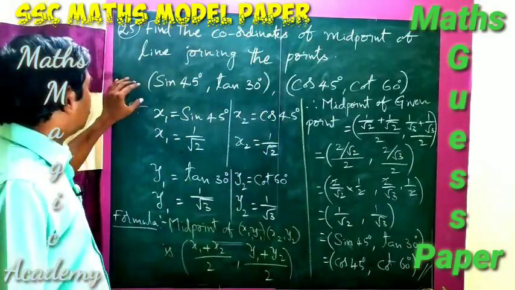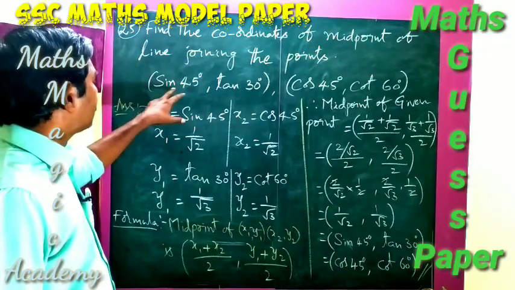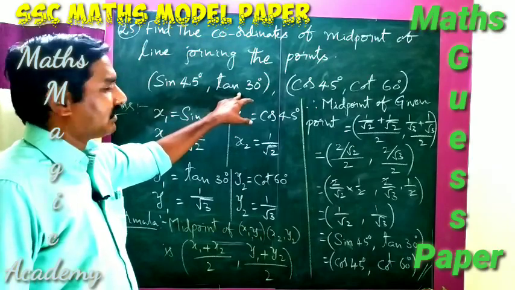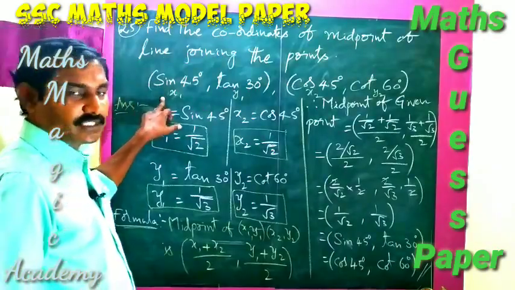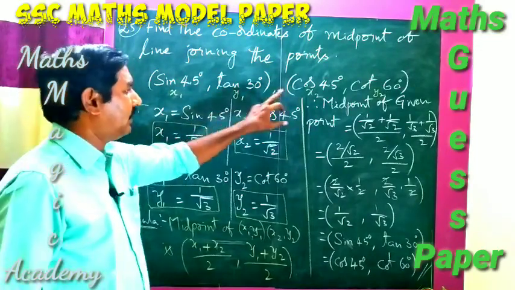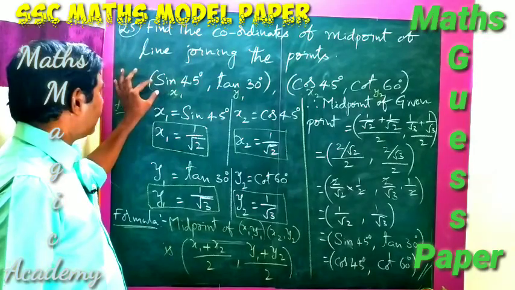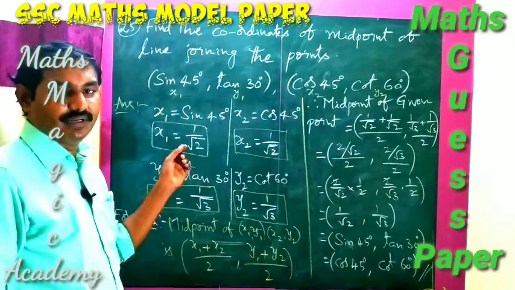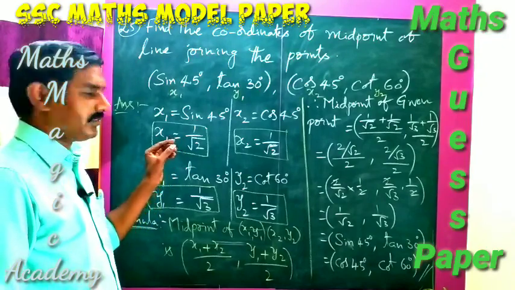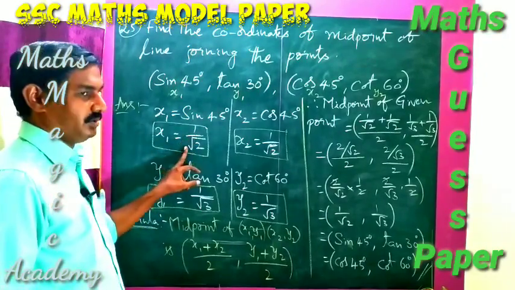So, if you want to solve this, you have to know the trigonometric values of the coordinates. In this, the coordinates are x1, y1, x2, y2. The x1 coordinate is given as sin 45. What is the sin 45 value in the trigonometric table? That is 1 by root 2. So, x1 value is 1 by root 2.